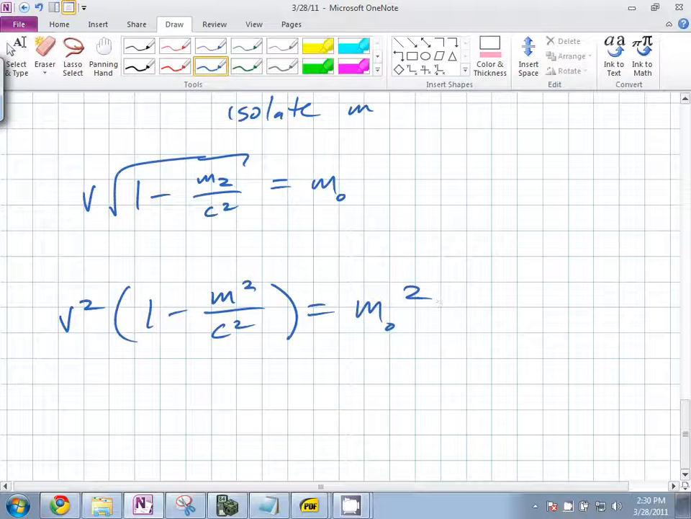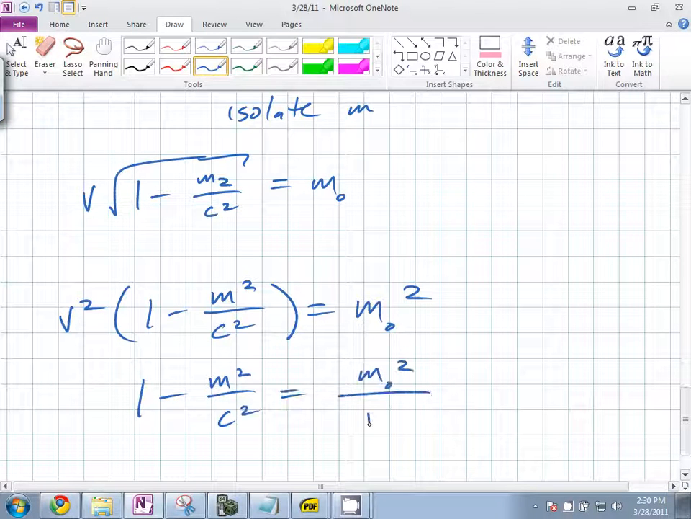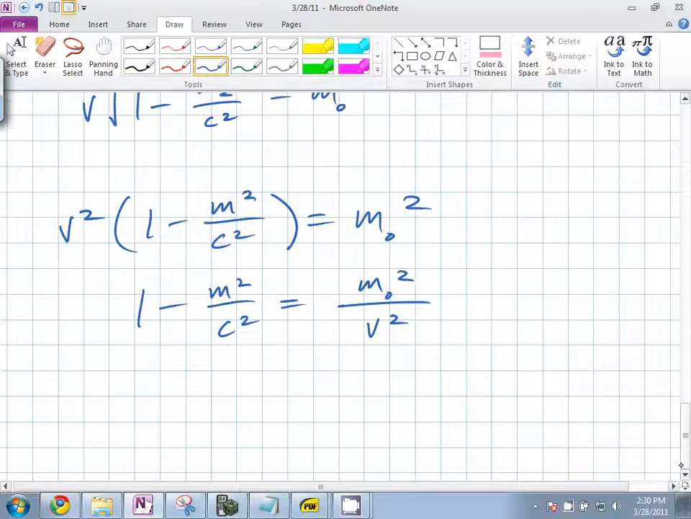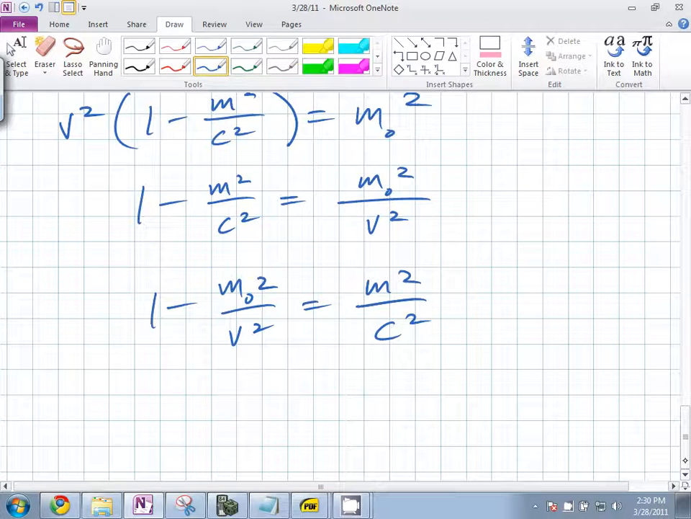Let's divide. Sure. Now what? How about we do this? 1 minus m naught squared over v squared is equal to m squared over c squared. I moved it over to the other side. Multiply by c squared. Sure. Would it be 1 plus? No. C squared times 1 minus. It's this, right?